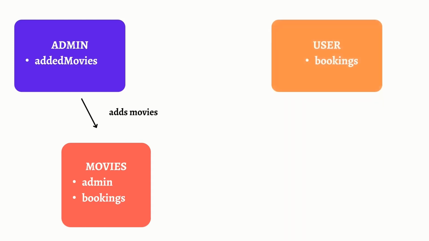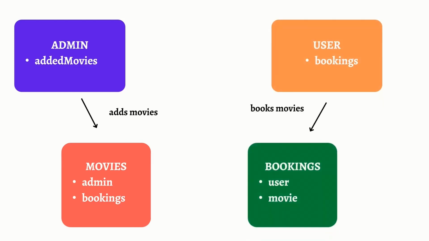And then we come to the user. So the user creates the bookings. So it books the movies with the bookings collection. So the user creates the booking inside the bookings collection, and then in the user we have the bookings key in which we store the bookings of the user.